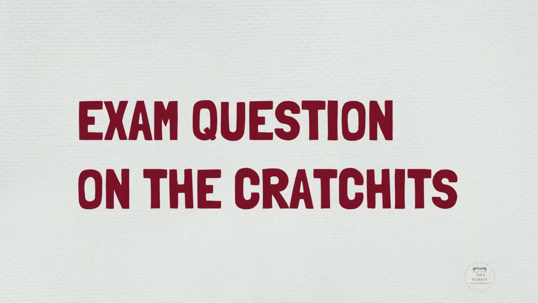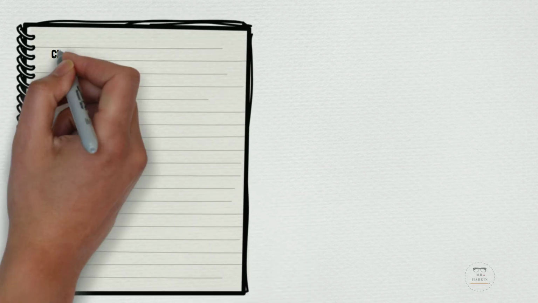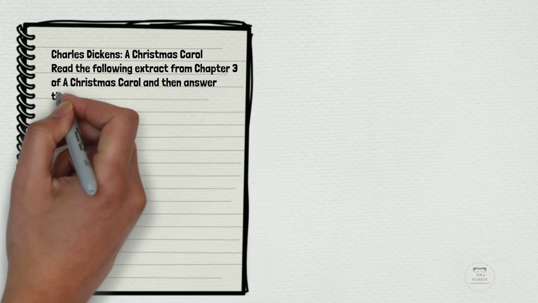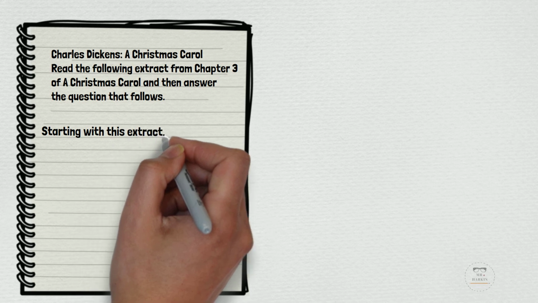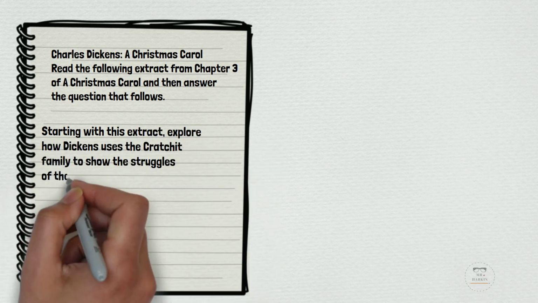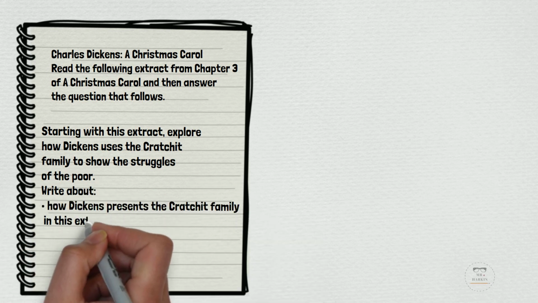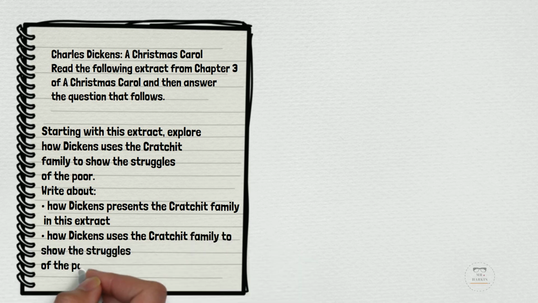Finally, let's look at an actual GCSE exam question on the Cratchits. Read the following extract from chapter 3 of A Christmas Carol and then answer the question that follows. Starting with this extract, explore how Dickens uses the Cratchit family to show the struggles of the poor. Write about how Dickens presents the Cratchit family in this extract and how Dickens uses the Cratchit family to show the struggles of the poor in the novel as a whole.